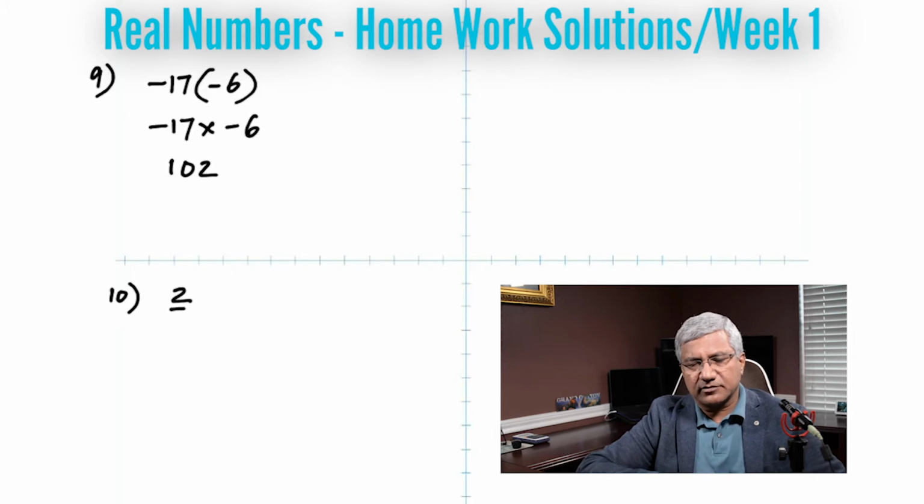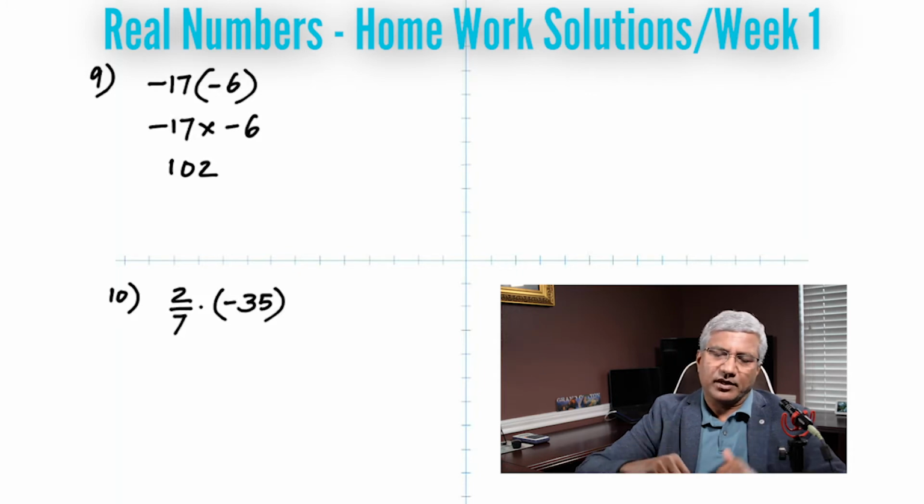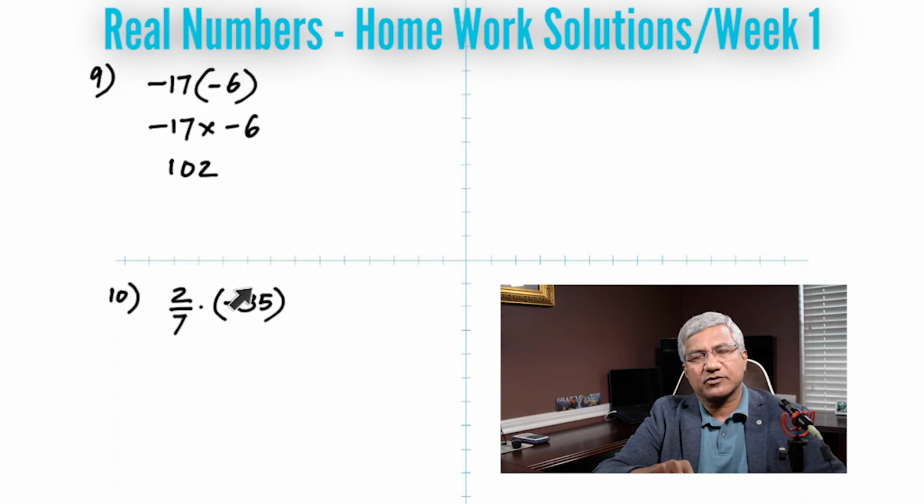Number 10. 2 by 7 times negative 35. That's all. 2 by 7 multiplied with negative 35. Well, of course, in this case, 2 times negative 35 is going to be negative 70, divided by 7.